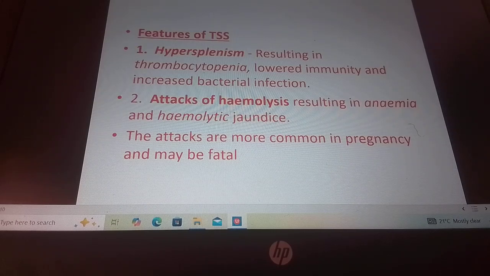And remember, these attacks are common in pregnancy, and that's why we are dissecting this topic. And it could be fatal in this pregnancy. So just be keen while handling these cases.